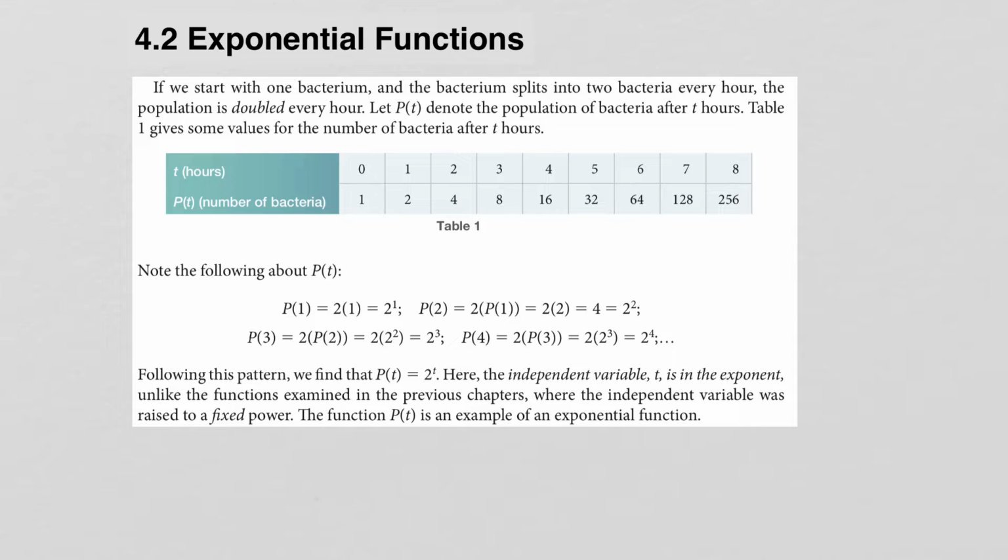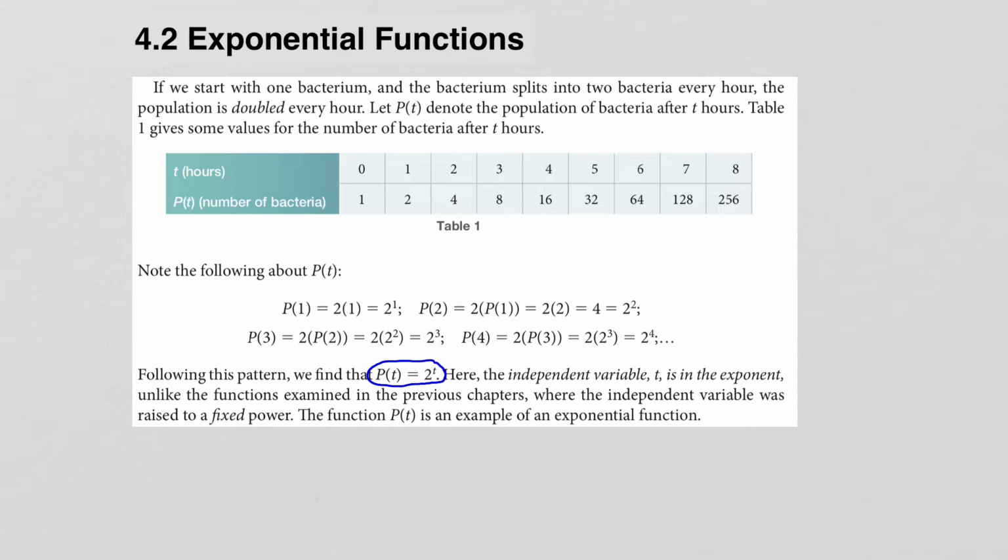This function can be modeled by the function P of t equals 2 to the t power, because these numbers here are just powers of 2. And you can see that's been outlined here. So, for example, 8 is 2 to the 3rd power, 16 is 2 to the 4th power, 32 is 2 to the 5th power, etc. So the function P of t equals 2 to the t models this growth. And this type of function is called an exponential function.